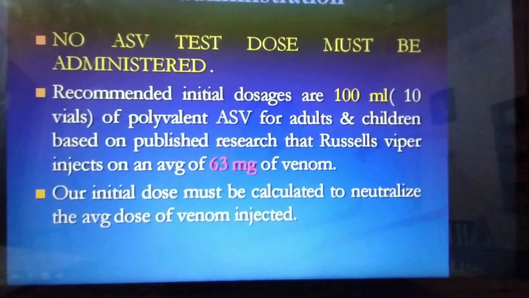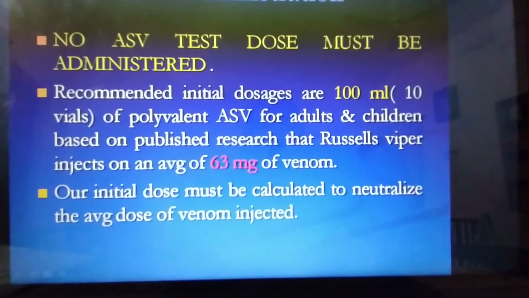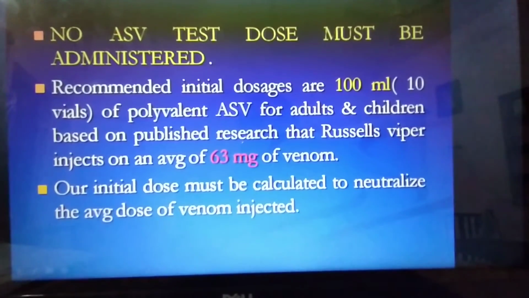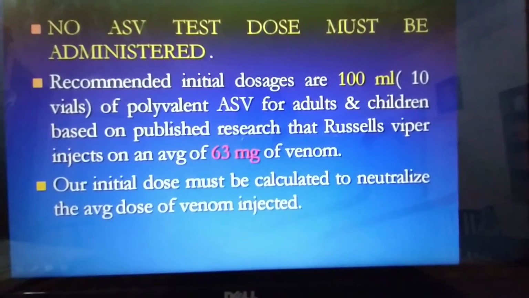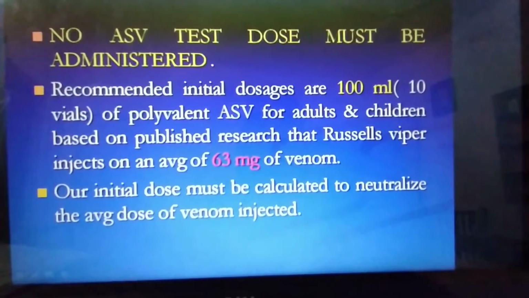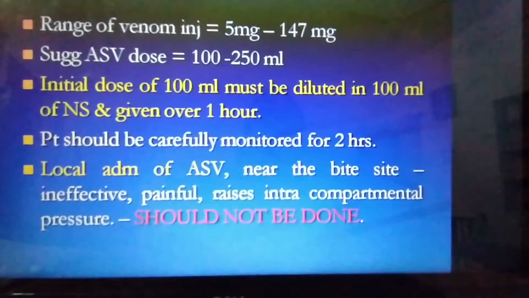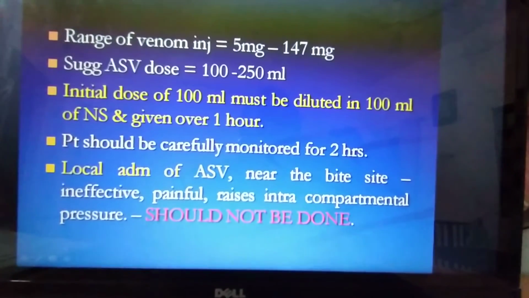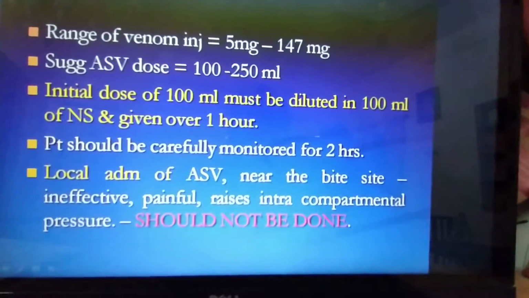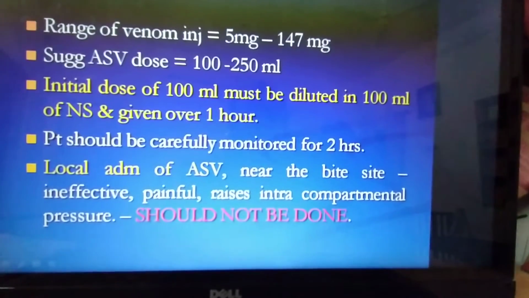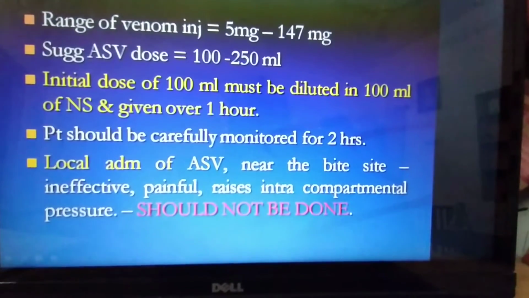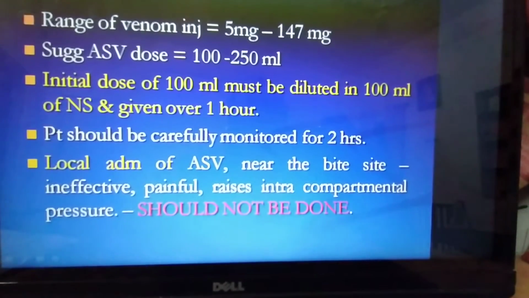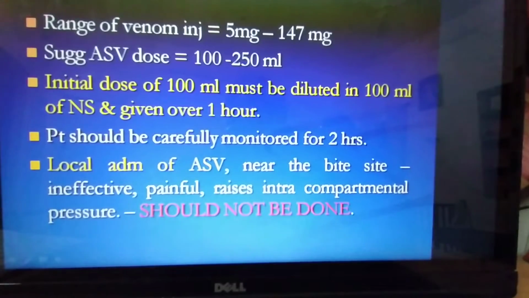Anti-snake venom should be calculated so that the venom is neutralized. The average dose of venom that can be injected by a snake is important. The range of venom injection is mostly 5 milligram to 147 milligram. So the suggested average dose of anti-snake venom is 100 to 250 ml that you can administer.